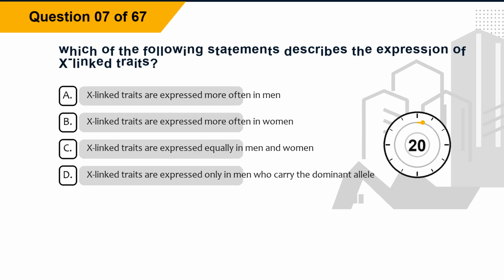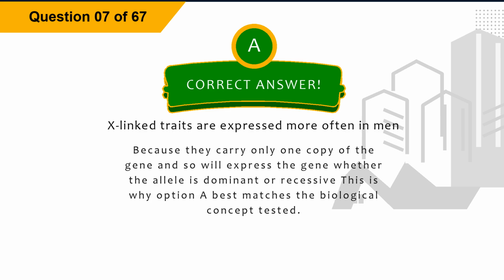Question 7. Which of the following statements describes the expression of X-linked traits? Option A. X-linked traits are expressed more often in men. Option B. X-linked traits are expressed more often in women. Option C. X-linked traits are expressed equally in men and women. Option D. X-linked traits are expressed only in men who carry the dominant allele. The correct answer is option A. X-linked traits are expressed more often in men. Explanation. Because they carry only one copy of the gene and so will express the gene whether the allele is dominant or recessive. This is why option A best matches the biological concept tested.